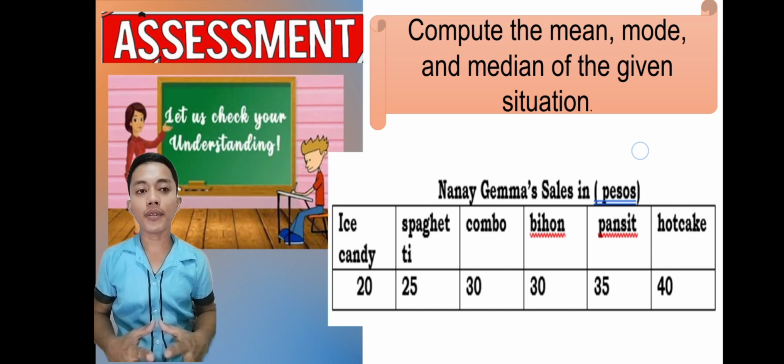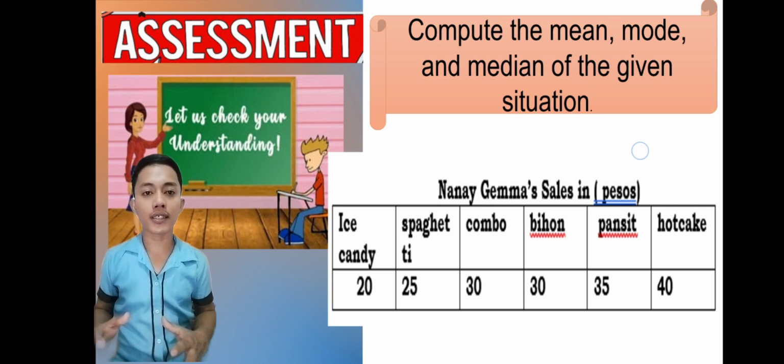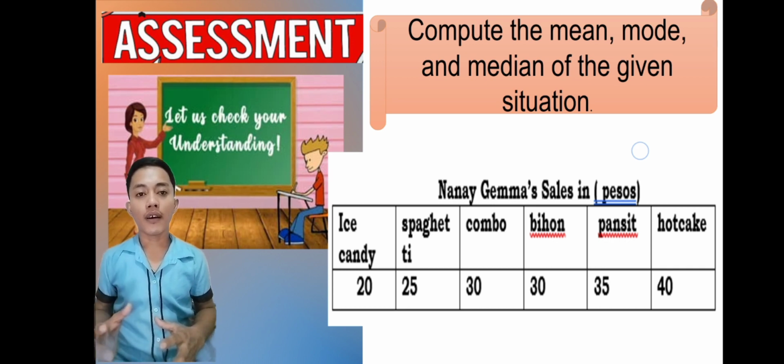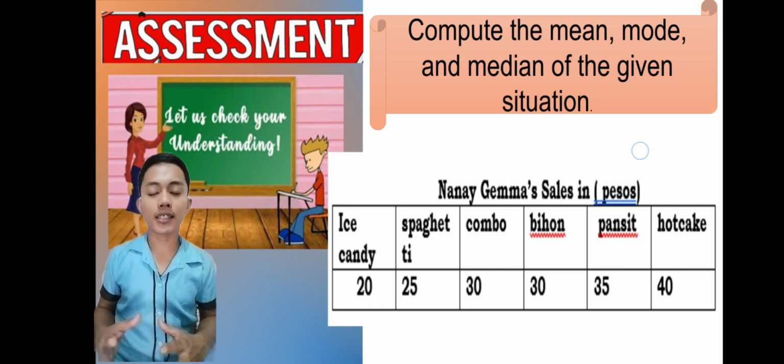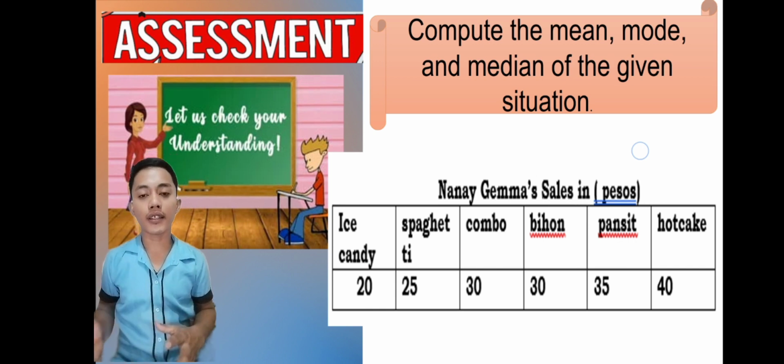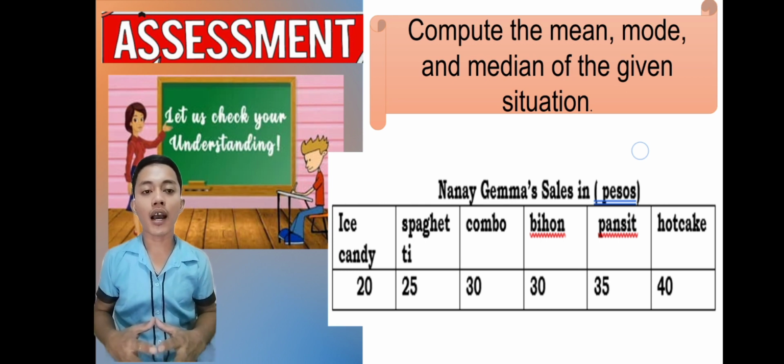So now, how many data do we have? So we have 6 data. So let's divide 180 by 6. So the result is 30. So 30 is the mean. For the median, we have an even number of values. So 30 plus 30 is equal to 60. So 60 divided by 2. That is our median. So median is 30. Since 30 appeared twice, this will be our mode for this data set.